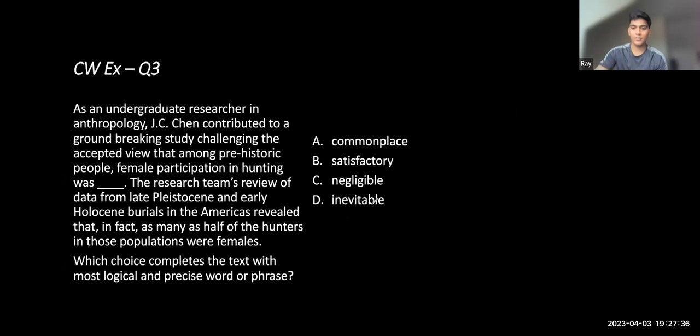The research team's review of data, as many as half of the hunters in those... Oh, is it? This is where the entire juice is, the last two lines that you just read. In fact, as many as half of the hunters in those populations were female. Half of the hunters. So would you say negligible? Negligible?